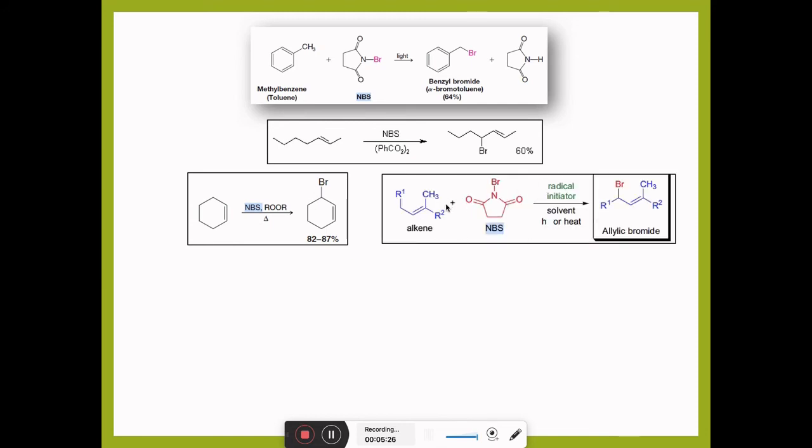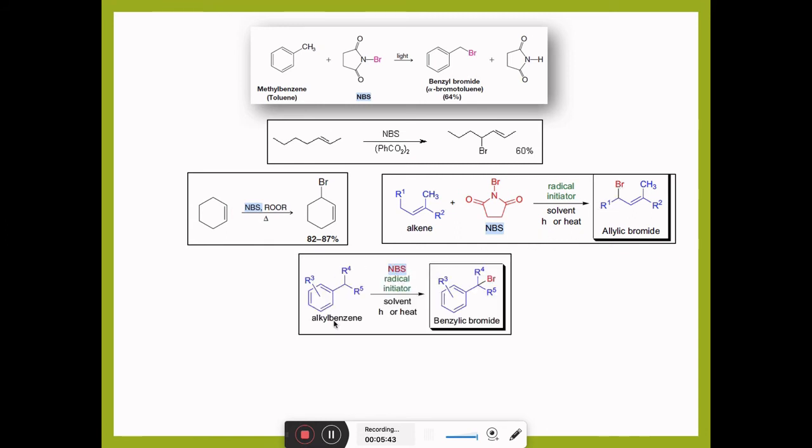This is one more. So again there are more than one allylic position with respect to this double bond, and it will go to the more substituted allylic position. So bromination will be at this carbon. This is one more example. Here NBS and this compound which is alkyl benzene. So Br will go to this allylic position to form benzylic bromide.